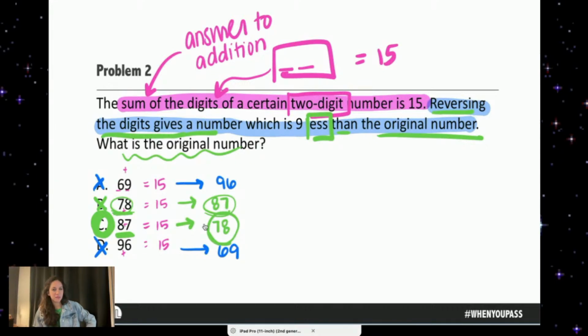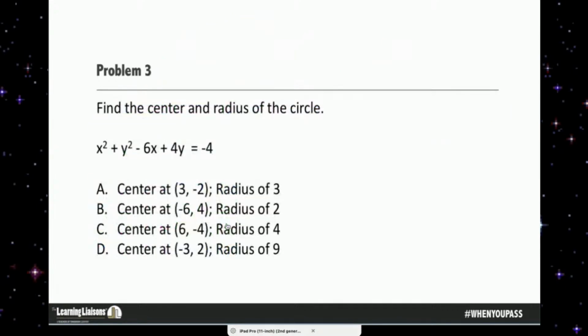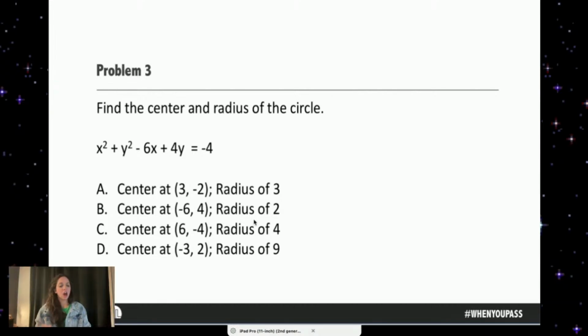All right, let's go ahead and move on to problem 3. Find the center and radius of the circle. All right, so we have x squared plus y squared minus 6x plus 4y equals negative 4. And they want us to find the center and the radius of this circle.